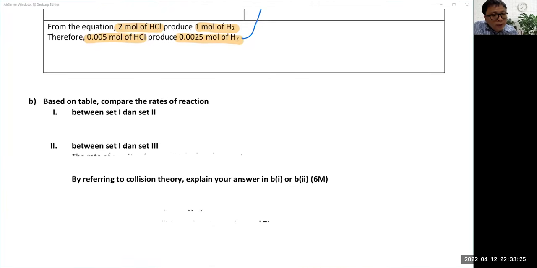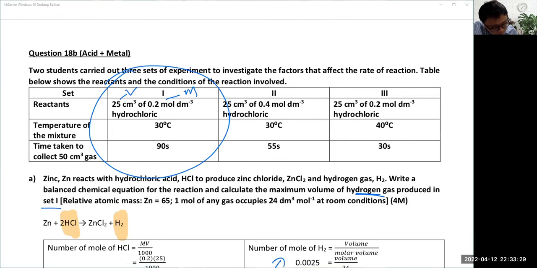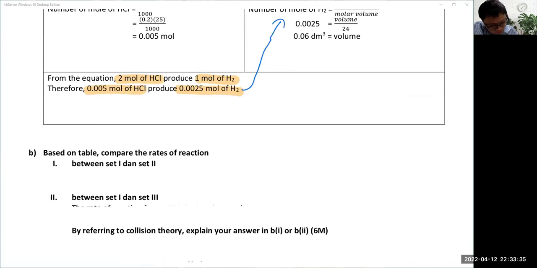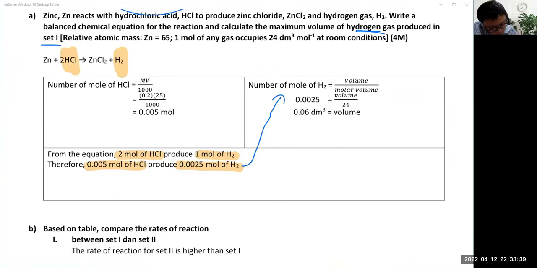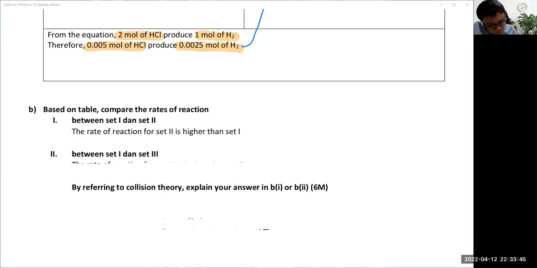Then compare the reaction for set 1 and set 2. Look at the reaction for set 1, set 2. Now for set 1 and set 2, you can see set 2 uses shorter time. So the rate of reaction for number 2 is higher than number 1. Then we compare set 2 and set 3. Set 3 also has a higher rate of reaction because it completes in shorter time. Refer to the collision theory, explain your answer in B1 or B2. So we need to explain the reason.